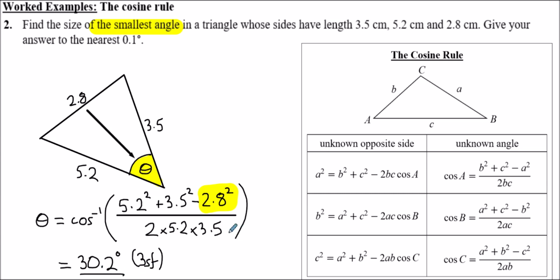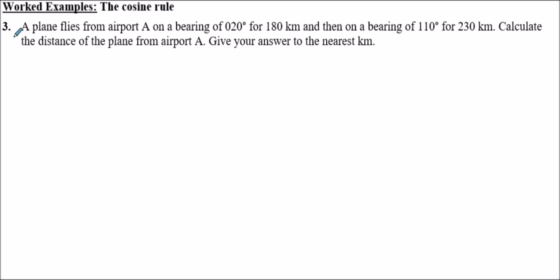It's just a case of experience and practice in terms of getting these and finding them as easy as you possibly can do. So let's move on now to question 3. Question 3 is a plane flying from an airport on a bearing of 20 degrees for 180 kilometers, and then on a bearing of 110 degrees for 230 kilometers. Calculate the distance of the plane from airport A. Give your answer to the nearest kilometer.